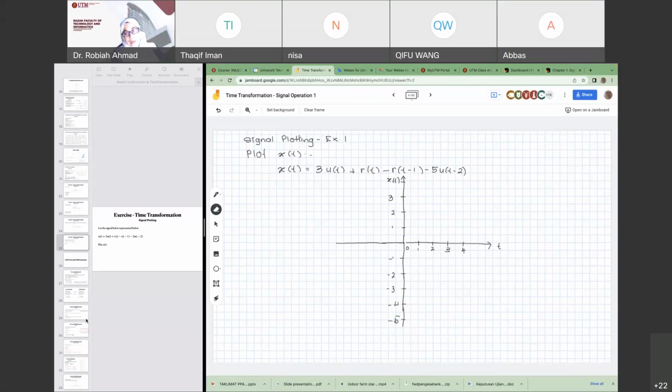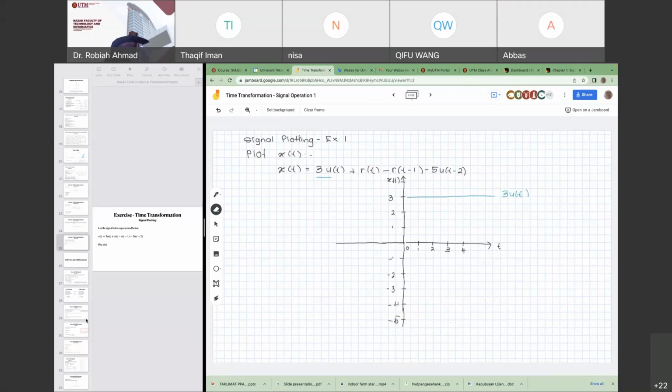Let us start with plotting the individual signals. Okay, the first one, 3u(t). So I choose blue. 3u(t), so it is a step input, but multiplied by 3. Okay, so this is 3u(t).